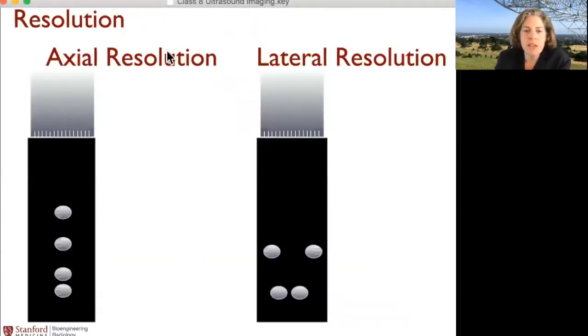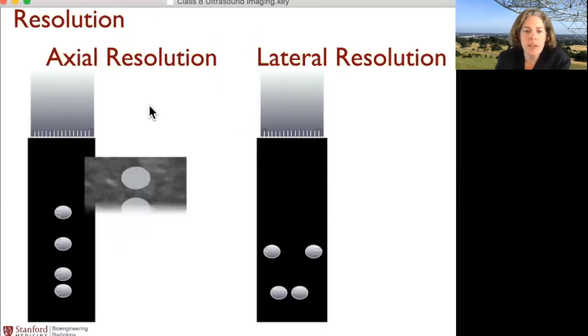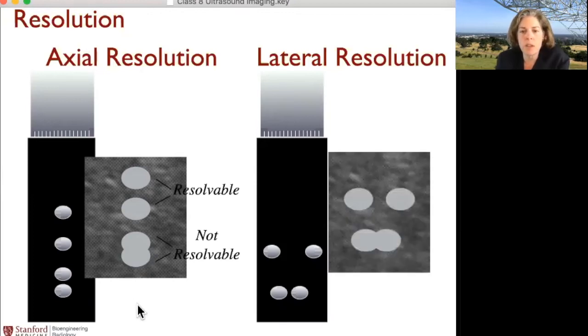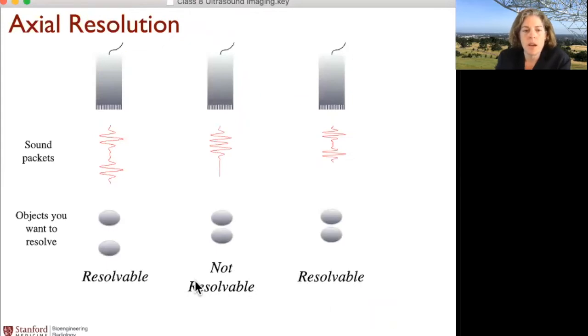So resolution, there's axial resolution and there's lateral resolution. Axial resolution is just the ability to distinguish objects that are within the beam path, in the axial direction. If they look as if they're on top of each other, then they're not resolvable anymore. Lateral resolution is the ability to distinguish between objects that are perpendicular to the direction of the ultrasound beam. All right, so let's talk about axial resolution.